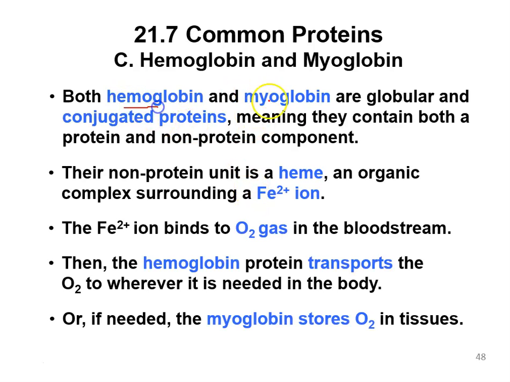Hemoglobin is actually made up of myoglobin molecules and something called a heme group. Both hemoglobin and myoglobin are globular conjugated proteins, meaning that they dissolve in our blood and contain both protein and non-protein components. Conjugated means non-protein components, which are the iron and the heme group. It's an organic molecule, whose structure we will look at shortly.